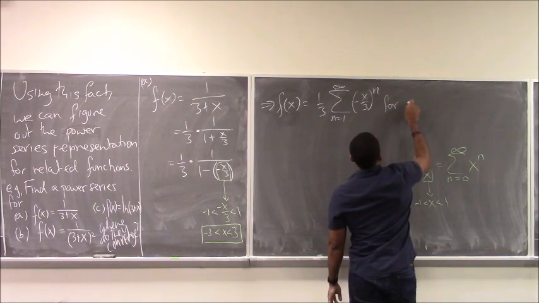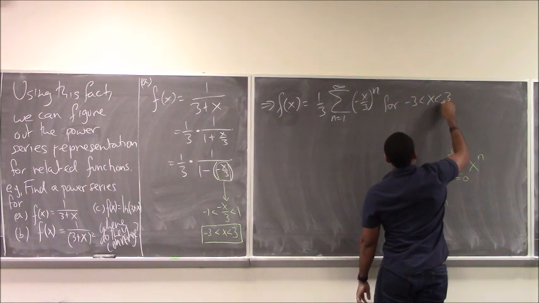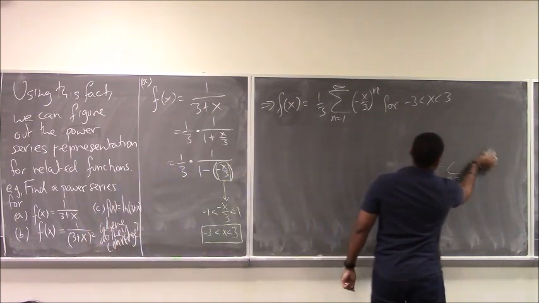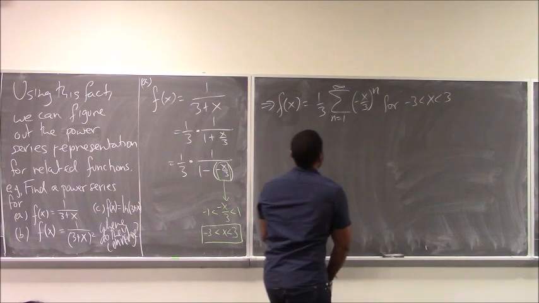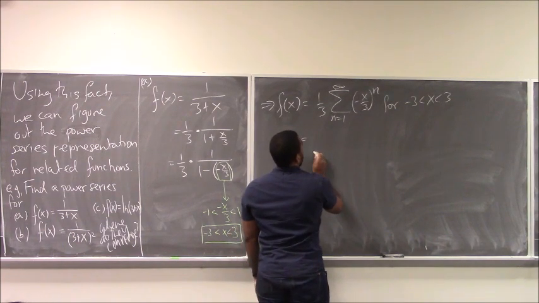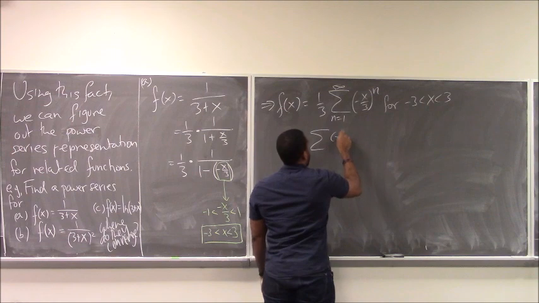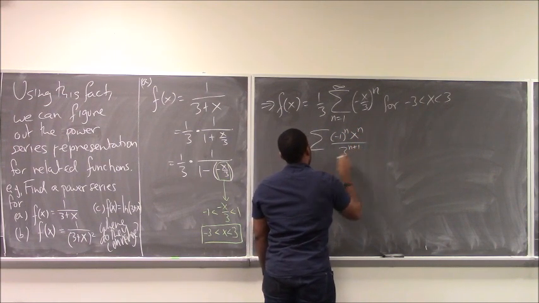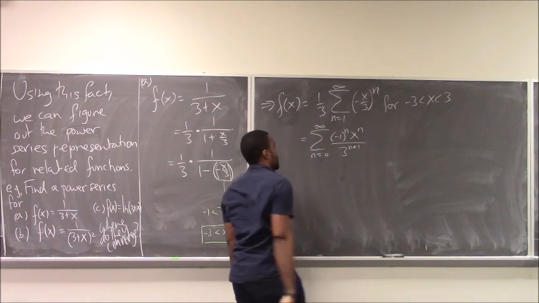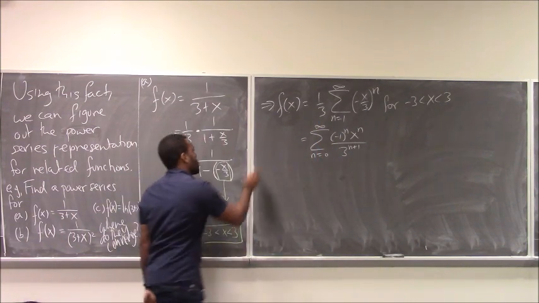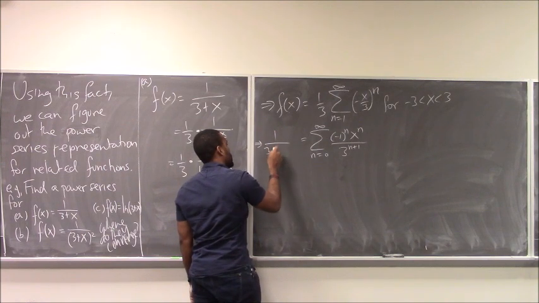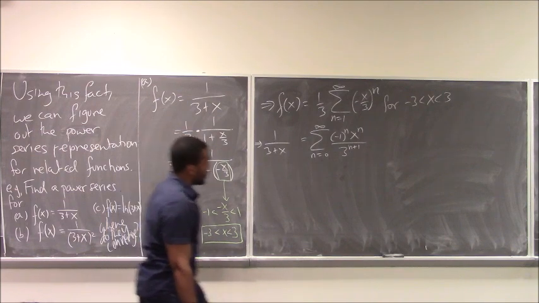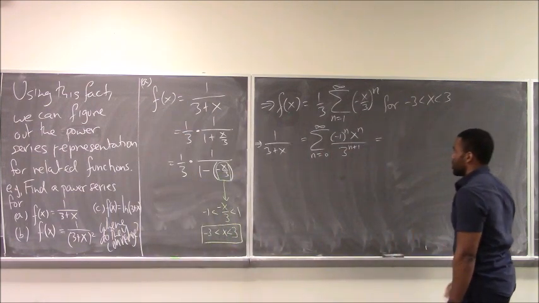And this will work for x strictly between 3 and minus 3. I can actually rewrite this a little bit. So here I would have the sum of (-1)^n x^n over 3^(n+1). So it turns out I can think of the fraction 1 over 3 plus x to be that series, right? Meaning I can actually start plugging in some terms here.